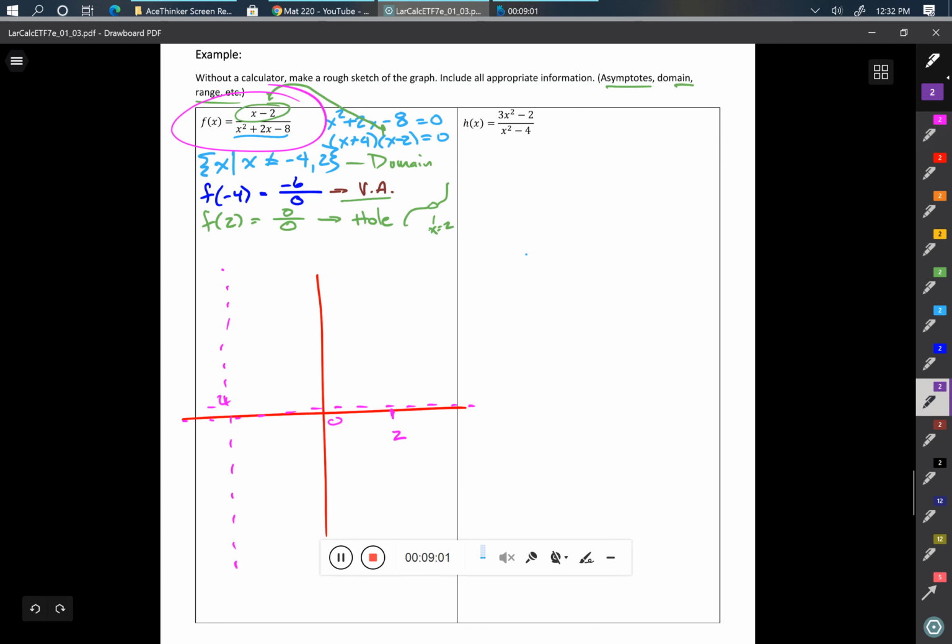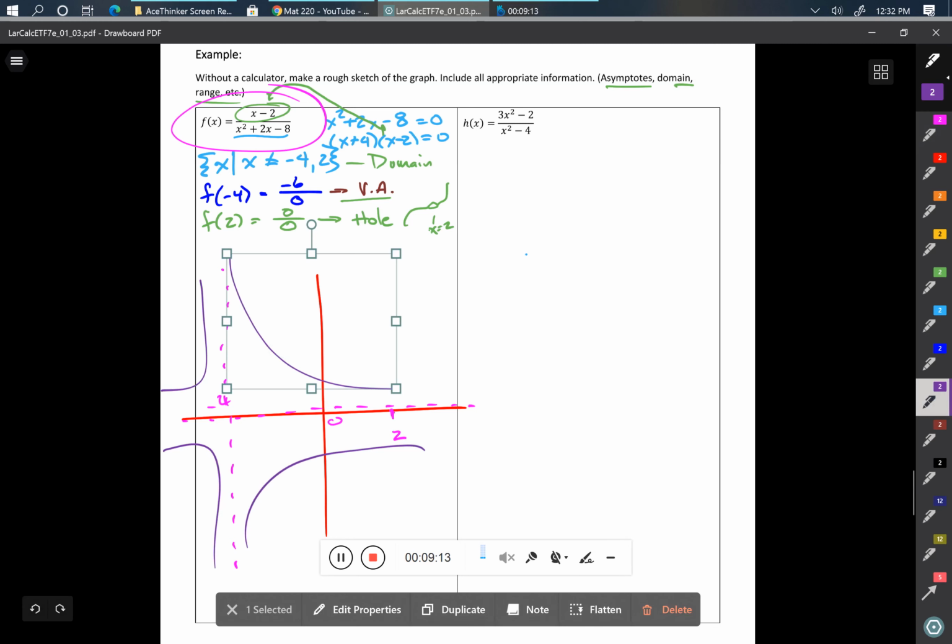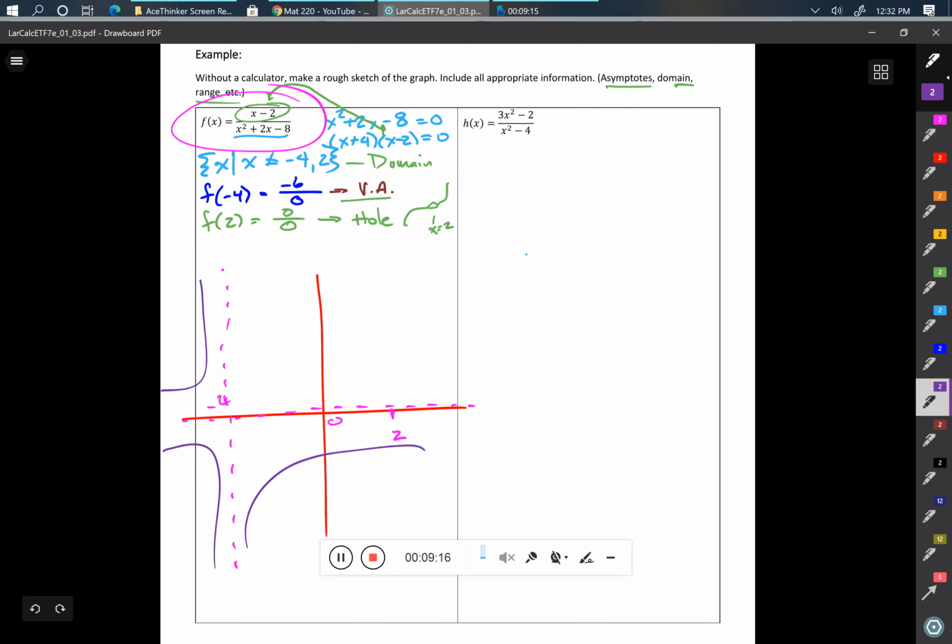But I don't know whether it's like up here and down here, or is it down here and up here, or is it both ups or both downs? So I'm going to need some more information. I'm going to have to get some more information about this graph. Why won't this erase? There we go. Okay. So I need some points.